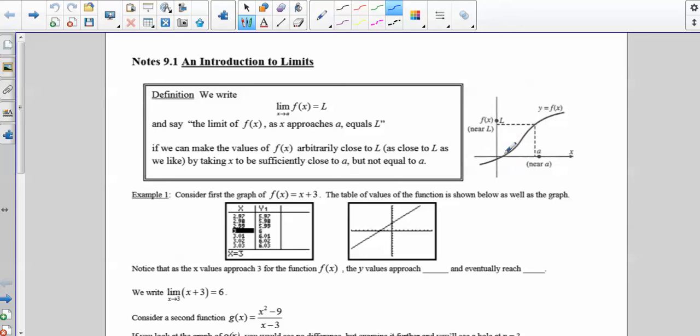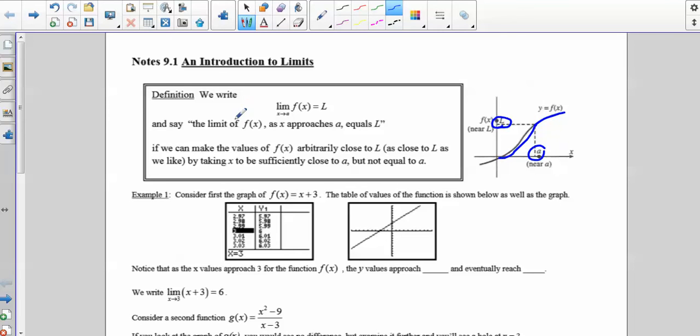So you can see that as our x values are approaching a, see here's a, we can approach a from the left and we can approach a from the right. Our y values are approaching L. So that's all we're saying. We're saying as our x gets close to a, our y is getting close to L.